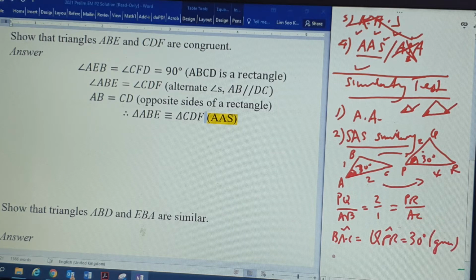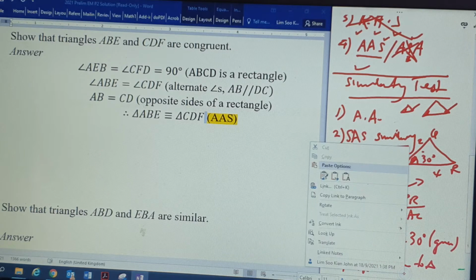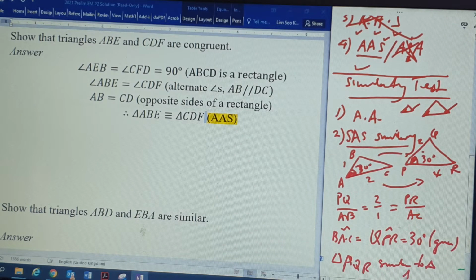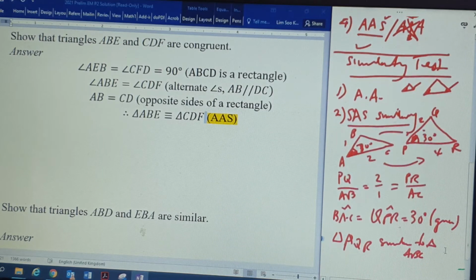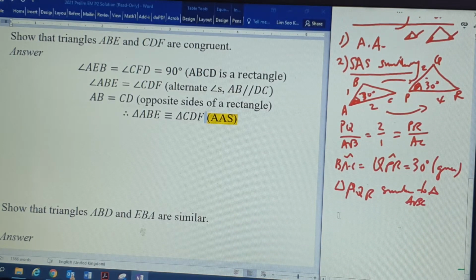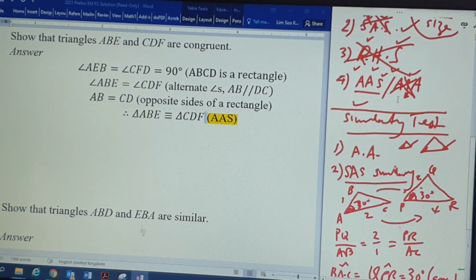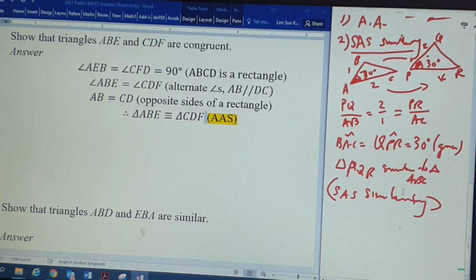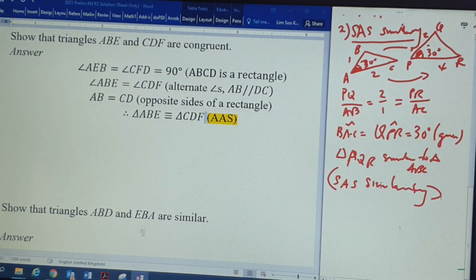Then you will say triangle PQR is similar to triangle ABC. The reason is SAS similarity. You must say similarity. For congruency, no need, you just say SAS. But for similarity, you must state that it is the similarity test. Now that is the second test for similarity.